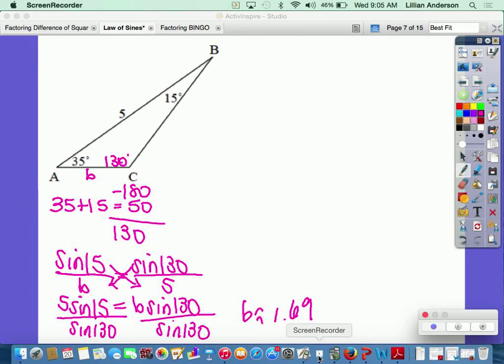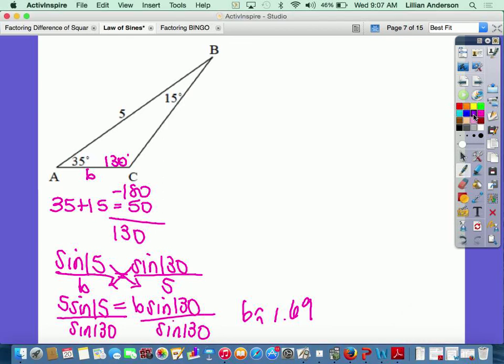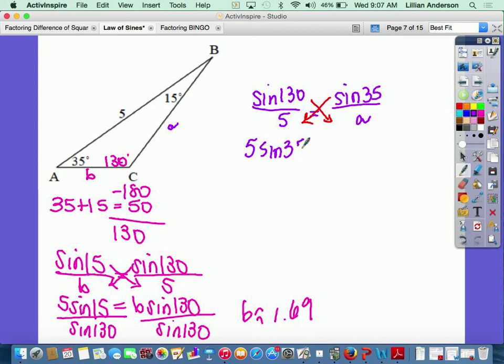All right, I want to set this up. I now want you guys to find little a. Take a minute to find a. We can set it up as the sine of 130 over 5 equals the sine of 35 over little a, which is right here across from angle A. It doesn't matter if you put sine 35 over a first, because when you cross multiply, you get the same thing.